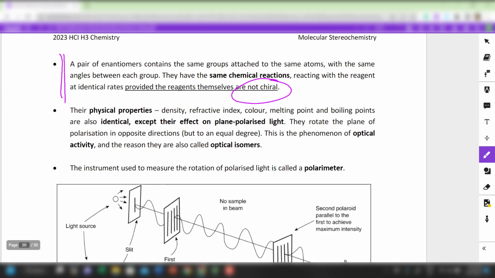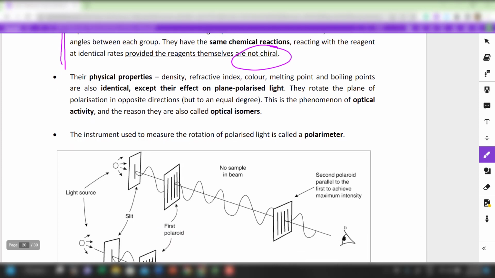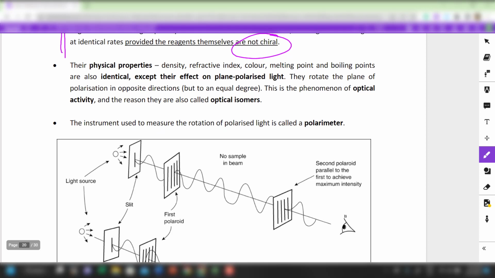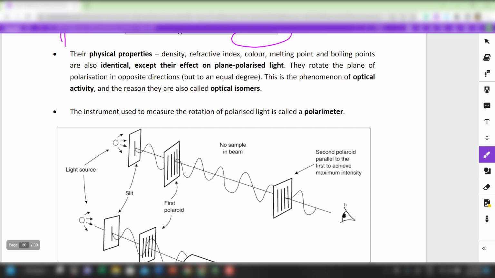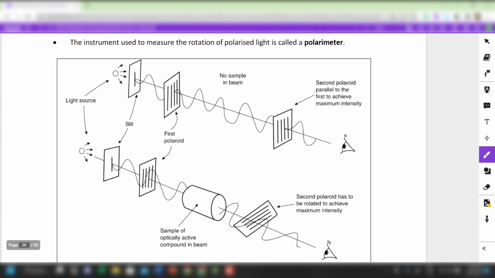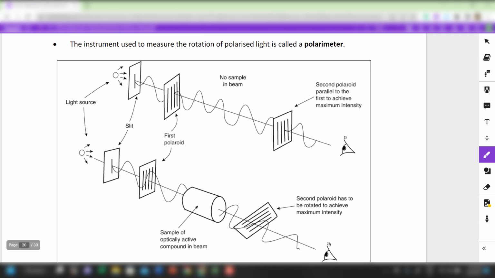Something like this might not be very familiar to a lot of you, so you might want to be aware of this term. Yes, enantiomers undergo the same chemical reaction, but that's provided that the reagents are non-chiral, or do not have chiral centers. Physical properties are the same, except for their effect on plane polarized light. Because they rotate plane polarized light, this is the phenomenon of optical activity. One of the terms used in the old syllabus is also optical isomers, and we measure the optical activity using a polarimeter.